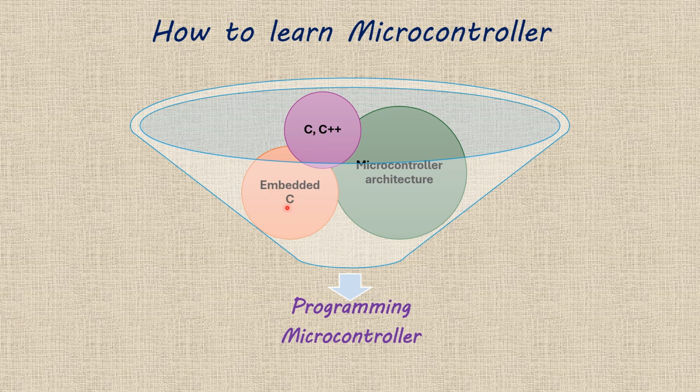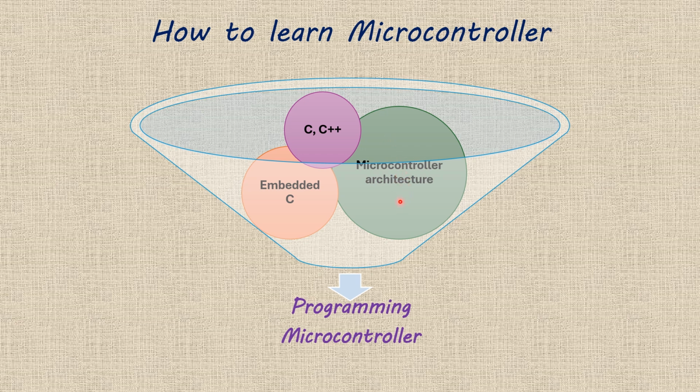Number two, learning embedded C. Embedded C is an extension of C tailored for low-level programming and microcontroller applications. It focuses on writing code that directly interacts with the hardware. You learn how to configure microcontroller peripherals like timers, ADCs, and GPIOs, and handle interrupts and manage memory in an optimized way. And number three, learning microcontroller architecture.